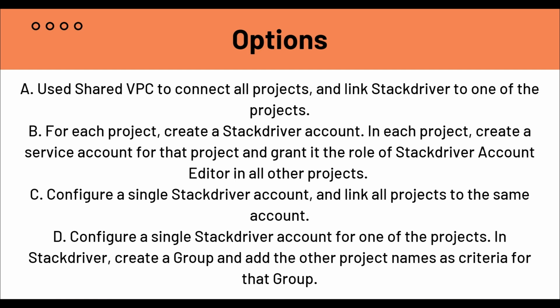Now let's still look at D. D says configure a single Stackdriver account for one of the projects. In Stackdriver, create a group and add the other project names as criteria for that group. Okay, for option A, I clearly stated that you need a direct relationship, not a relationship that hops around. So 1 to 2, 2 to 3, 3 to 4, instead of 1 to 4. Why would you want that?